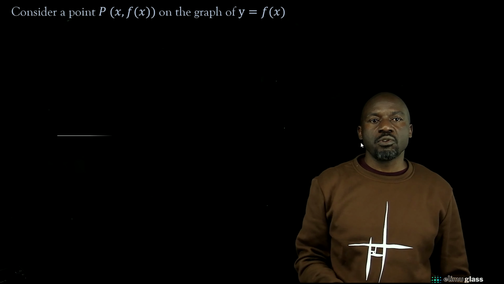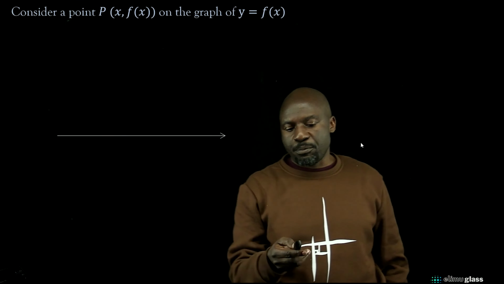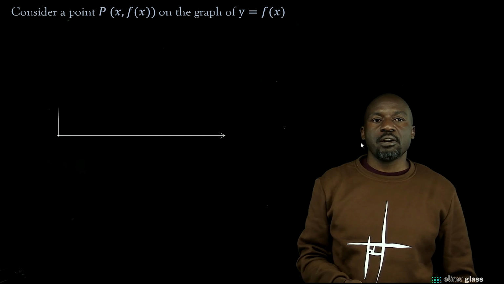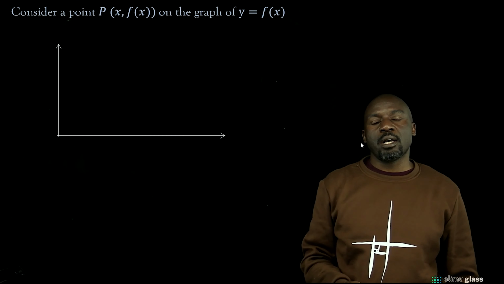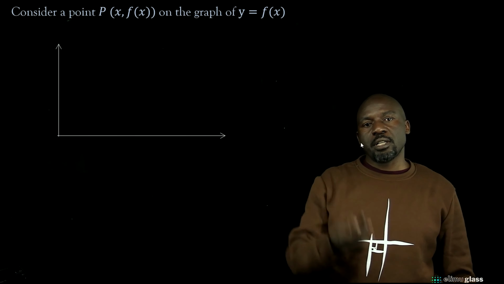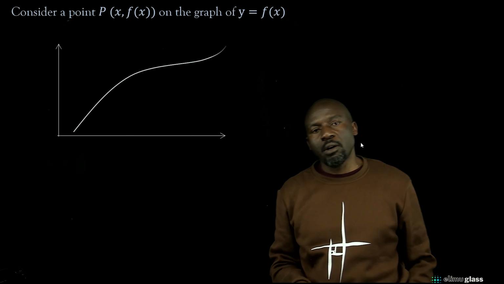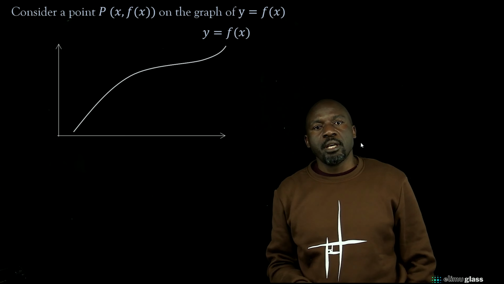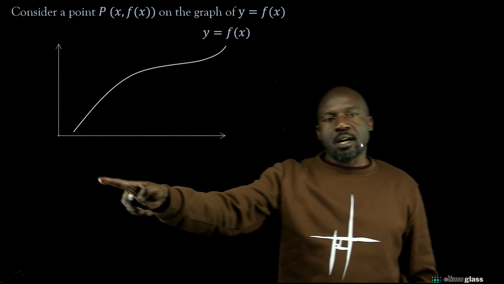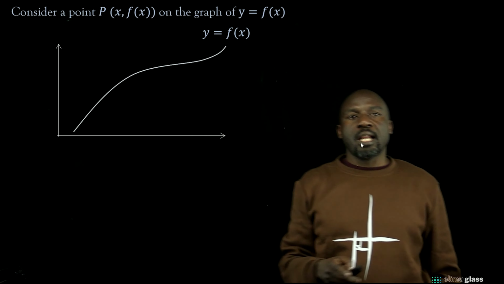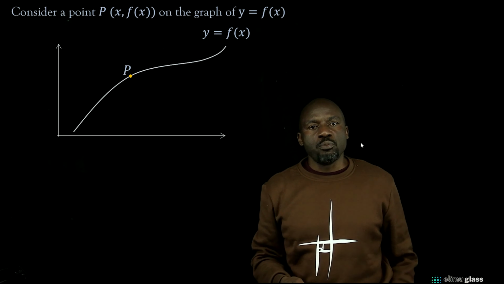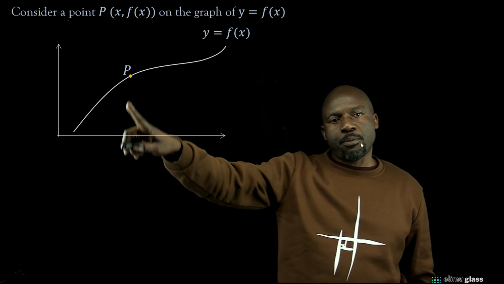Let's consider a point P on the graph of a function y is f of x. This function could be anything. It doesn't have to be quadratic. It could be any of the functions. So let the point be P on the curve y is f of x. The curve could be any line really. So there's my point P.